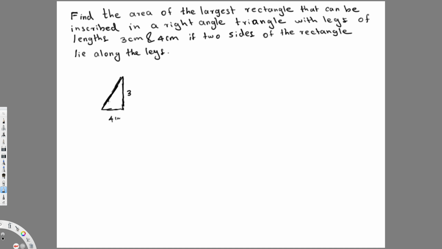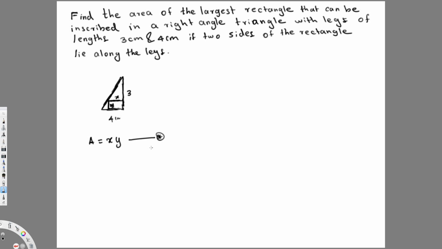So it means there should be a rectangle inside the triangle, and we have to find the lengths that can maximize this area. So let's say this is the height here. Let's say width is x and height is y. Okay, so let's keep it like that. And first of all, the area of the rectangle is going to be width times height, so it's going to be xy. This is my area of rectangle.